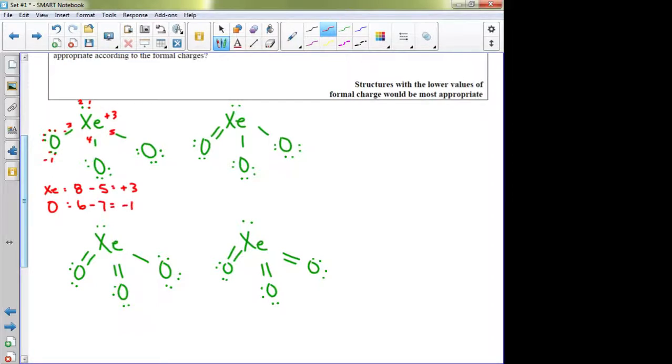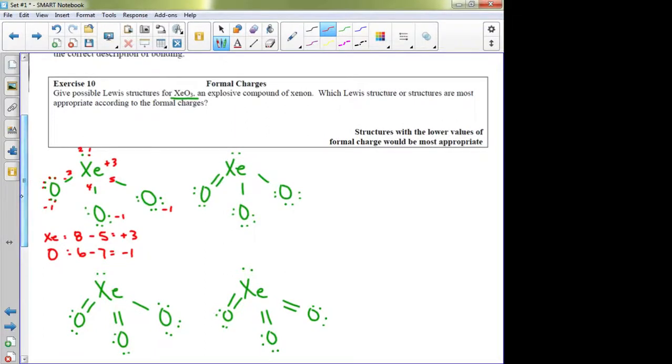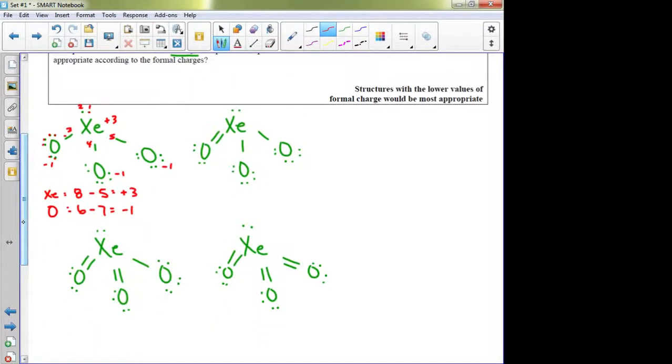It's negative 1. Now, is this a neutral molecule? Yes. So should my formal charges add up to 0? Yes. So I've got positive 3, negative 1, negative 1, negative 1, which would be 0. How do you know it's neutral? Because it didn't have a charge on it when they gave it to me. So I know it's neutral. So we don't have anything to compare it to yet. We just know this does work.